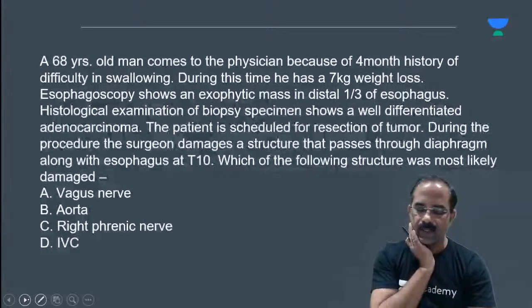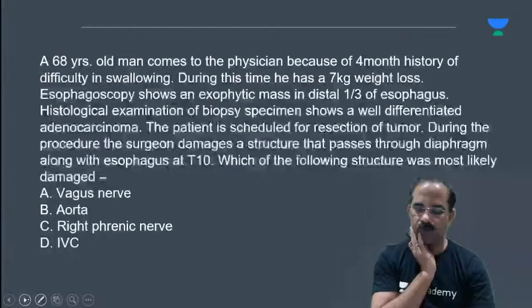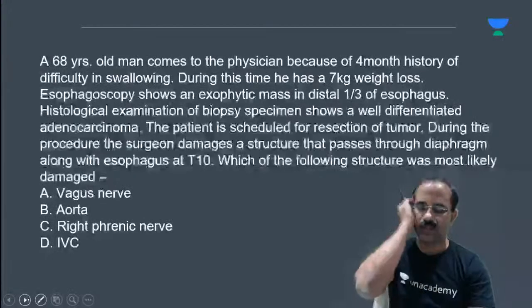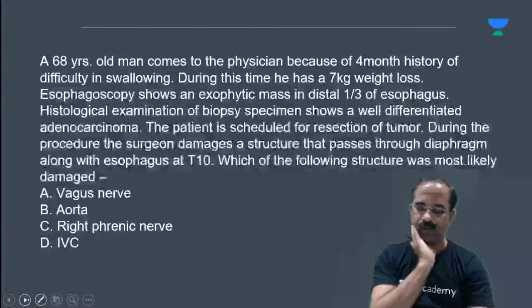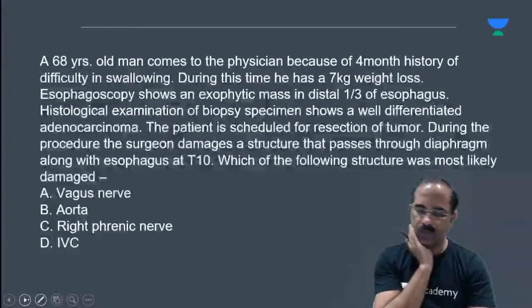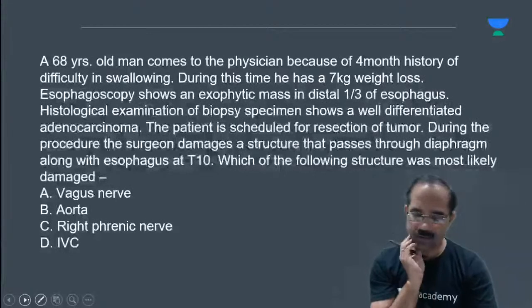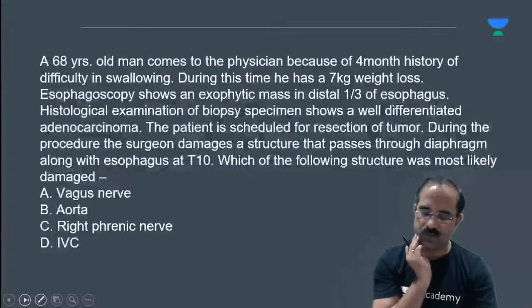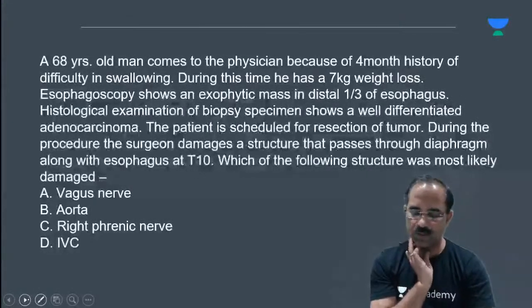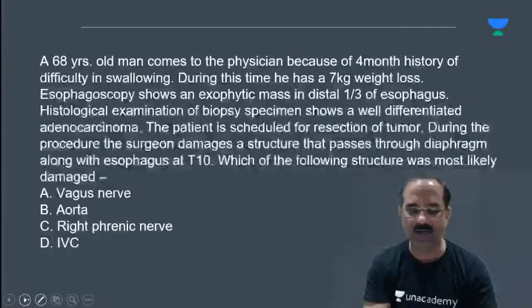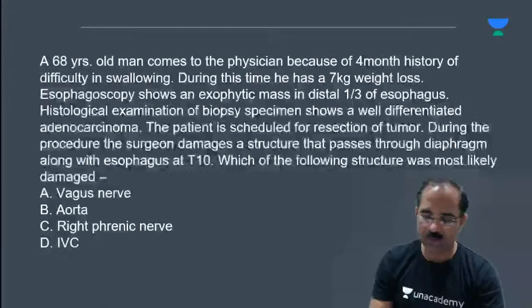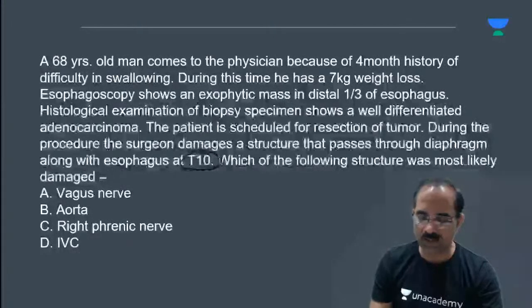Upendra. A 68 year old man comes to the physician because of a 4 month history of difficulty in swallowing. During this time, he has a 7 kg weight loss. Esophagoscopy shows an exophytic mass in the distal 1/3 of the esophagus. Histological examination of the biopsy specimen shows a well differentiated adenocarcinoma. The patient is scheduled for resection of the tumor. During the procedure, the surgeon damages the structure that passed through the diaphragm along with the esophagus.